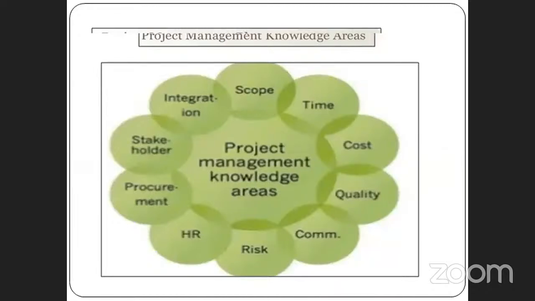So next one is the knowledge area. First of all, the scope is nothing but the objective. Objective means it's an aim. What is your objective, then time, then what is the cost, then what is the quality, then communication, then what are the risks you are going to face there, then procurement and HR, that is staffing, that is you are going to select members, then stakeholders is nothing but customers. So this should be integrated to achieve your goal in the organization. So this is the knowledge area you are focusing on for project management.